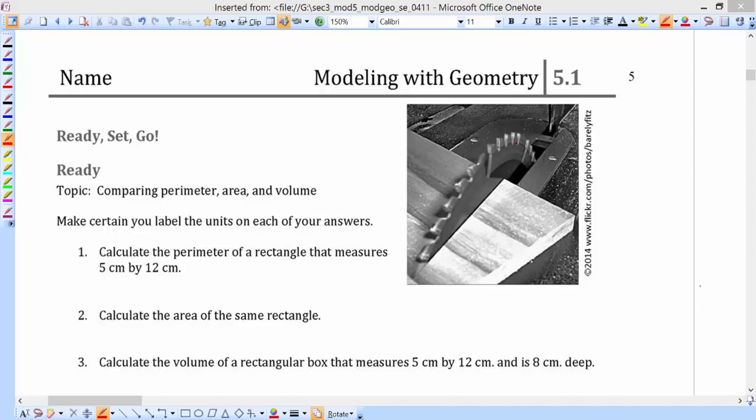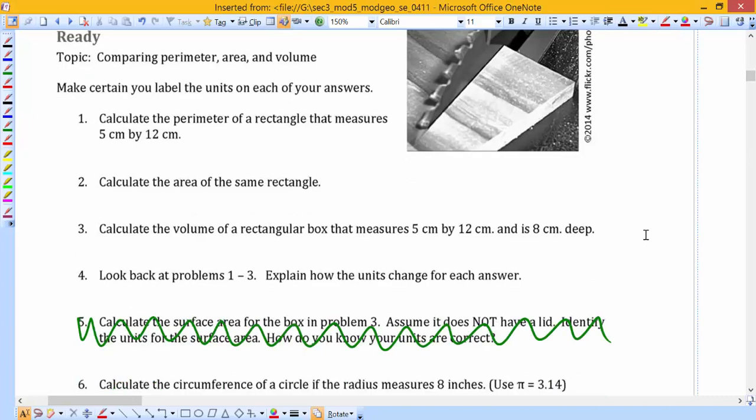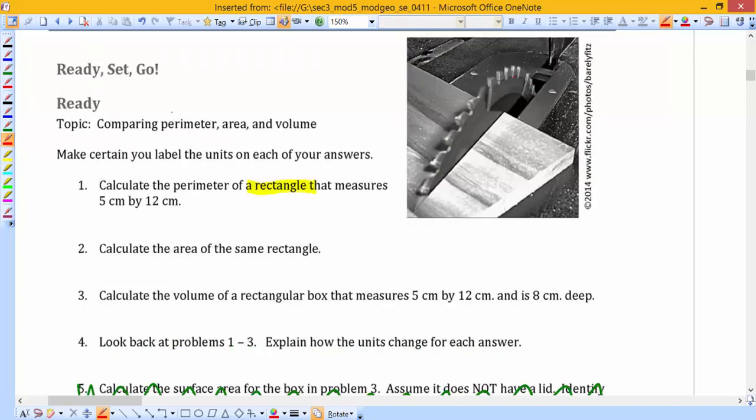So in the RSG, you are looking at perimeter and area and volume. In 1 through 4, you are looking at a specific shape. If I read these: calculate the perimeter of a rectangle, the area of the rectangle, the volume of the rectangle, and then you're looking at the units. Since we're talking about a rectangle here, let's talk about how we find the perimeter, the area, and the volume. Perimeter, hopefully you remember, is when you add all the sides.